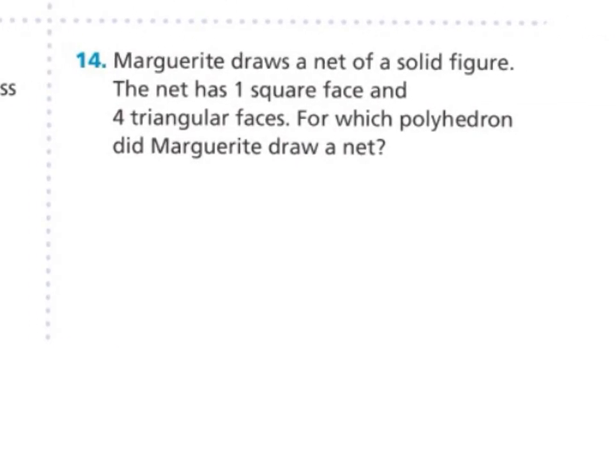Number 14, Marguerite draws a net of a solid figure. The net has 1 square face and 4 triangular faces. For which polyhedron did Marguerite draw a net? We don't know exactly how these are related to each other, but it's going to look like this. We can try other ideas, but this is the only one that will actually work.